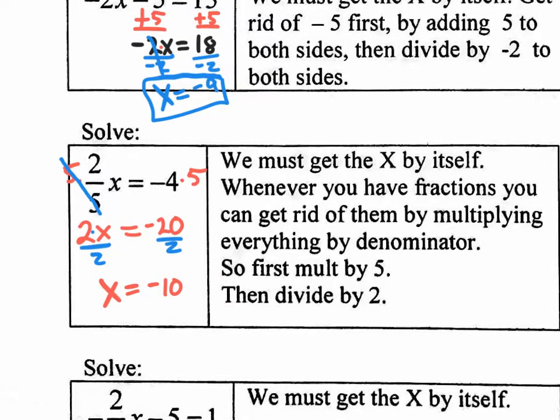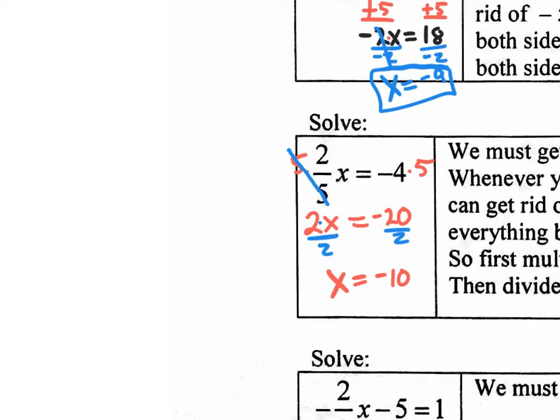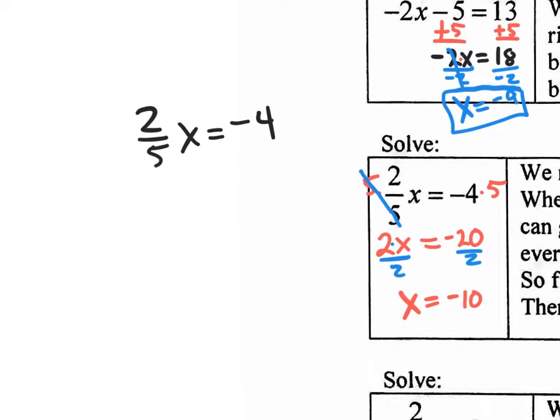I think it's important to mention right here, guys, that there's many different ways of doing it. Let me show you. If I rewrite this question, 2/5 x equals negative 4. Now, over here on this work, I multiplied by 5 to get rid of the 5. You could do that.